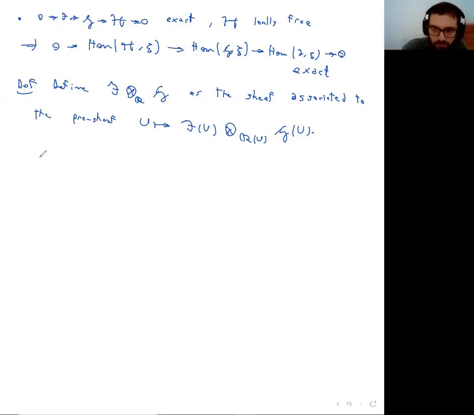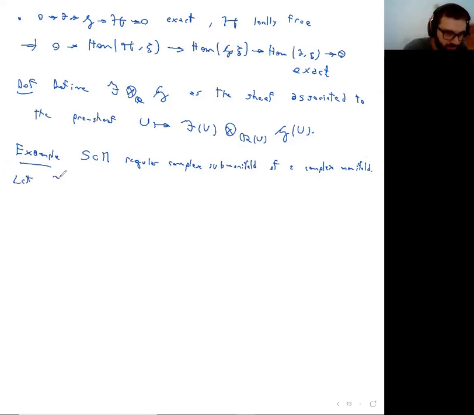So let me give you an example. Let's say that we have a regular complex submanifold of a complex manifold. So M is the complex manifold, S is the regular complex submanifold. And we know that if we do such a thing, we can associate its sheaf of ideals.